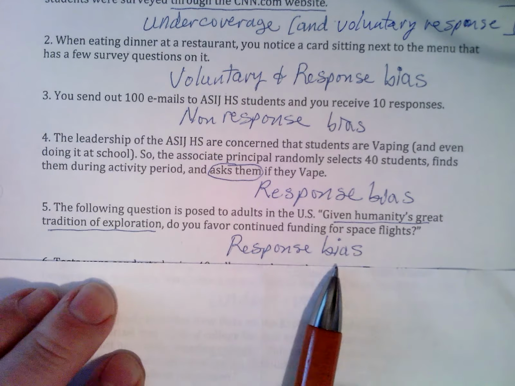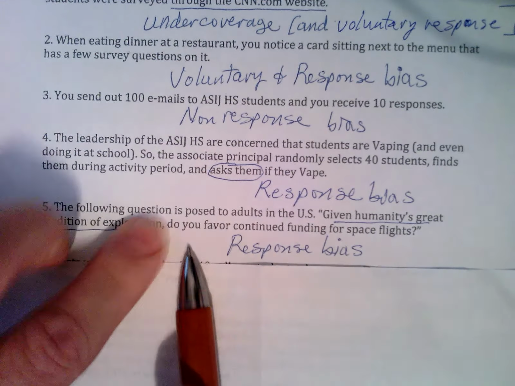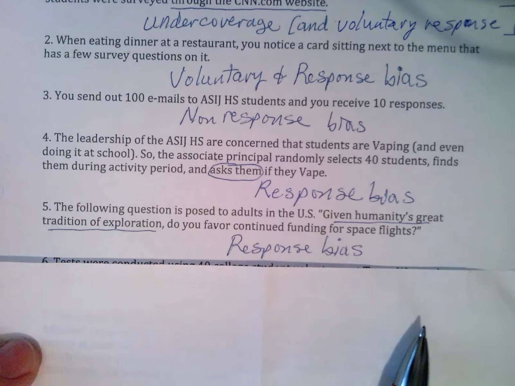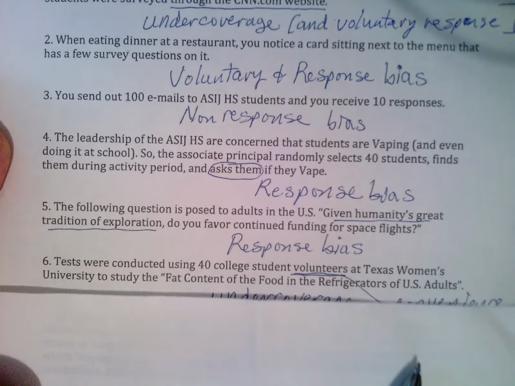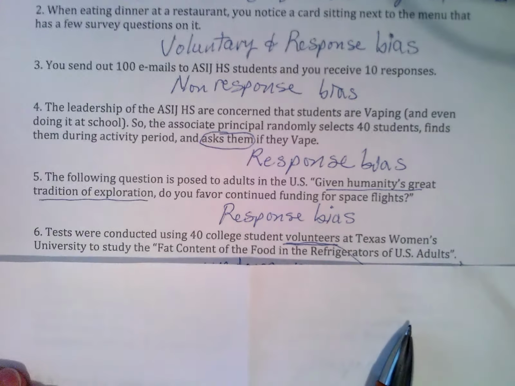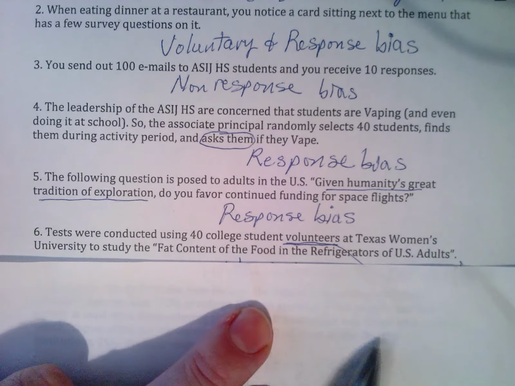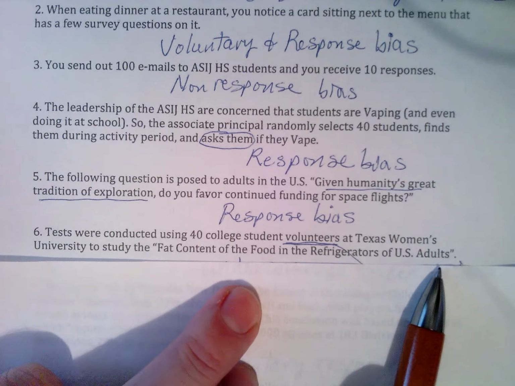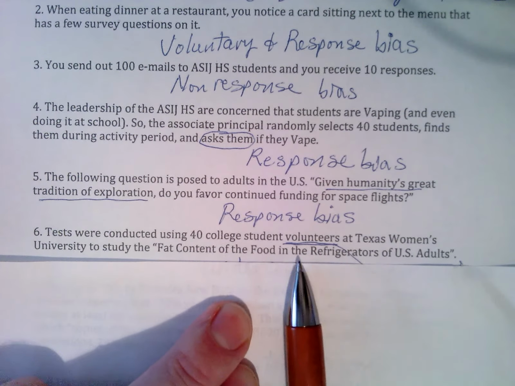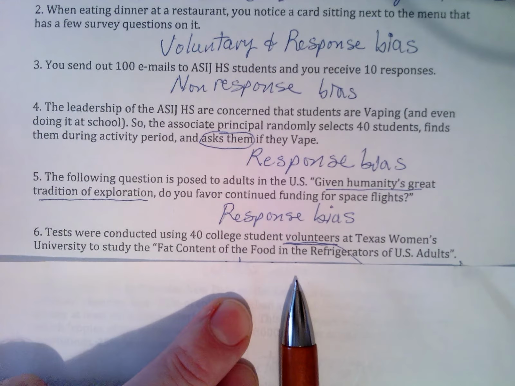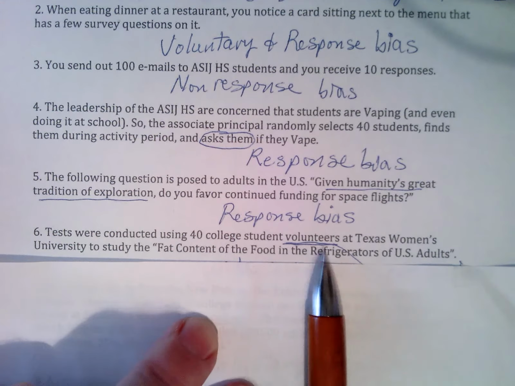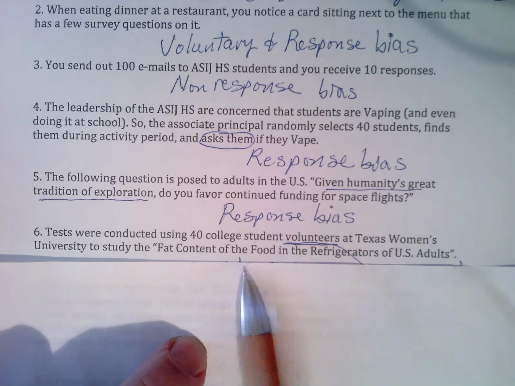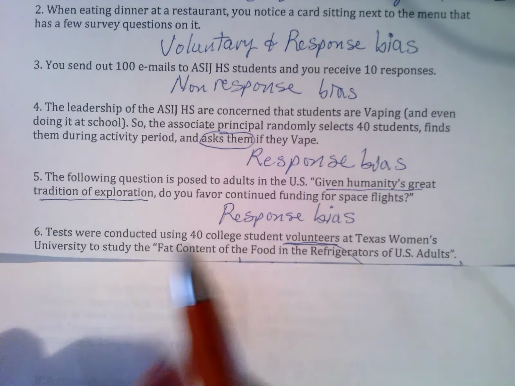Number 6. Tests were conducted using 40 college student volunteers at Texas Women's University to study the fat content of the food in the refrigerators of U.S. adults. All right. So, this is all about obesity in the United States and things like that, right? So first of all, we have 40 college student volunteers, and they're using college students and volunteers to represent U.S. adults, right? U.S. adults. That doesn't match up.